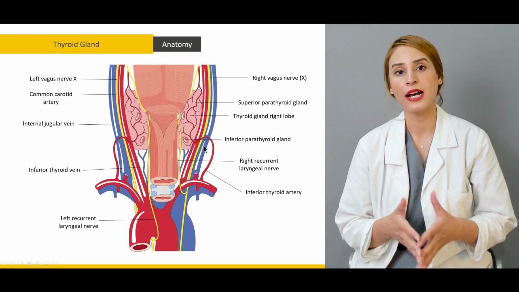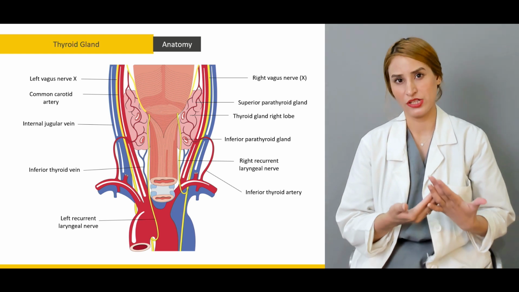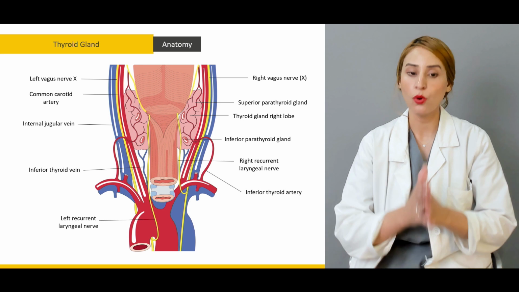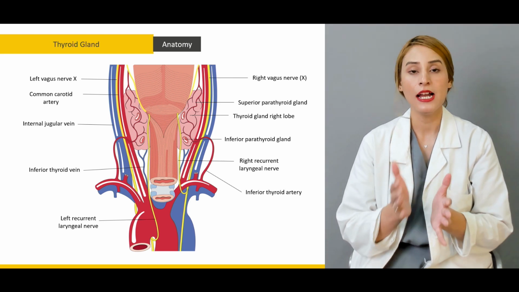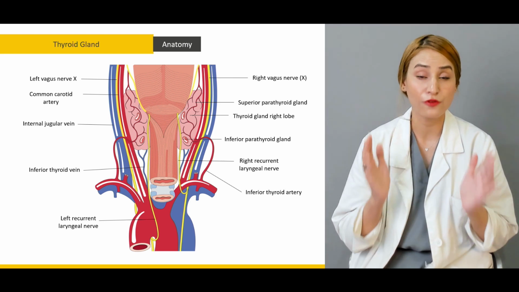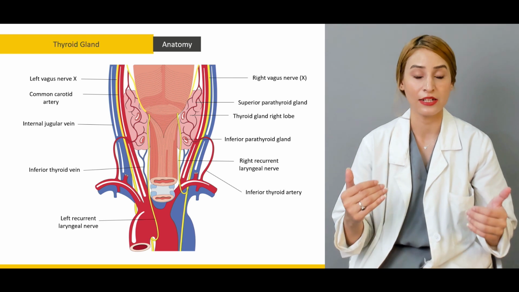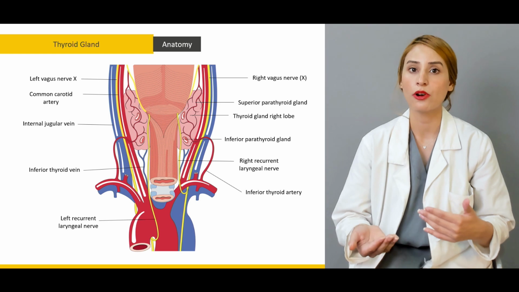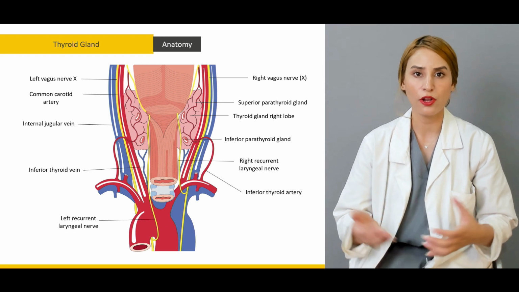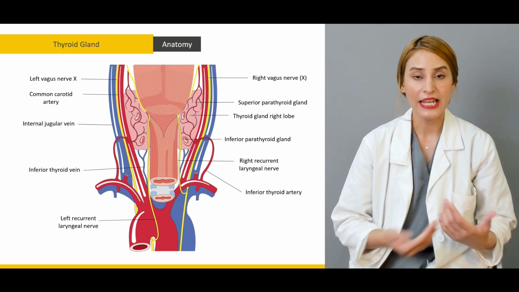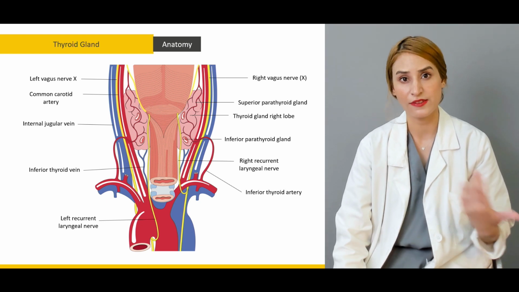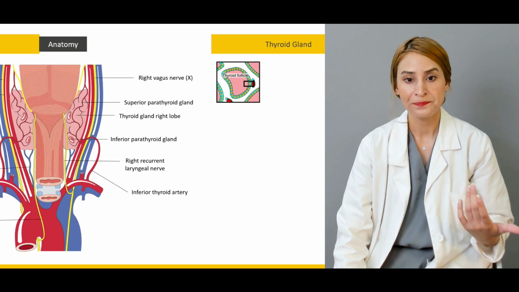But if we talk about the composition of the thyroid gland, it's actually colloid, and the whole thyroid gland consists of 20 to 40 follicles, and these follicles are full of colloid. Colloid has a lot of thyroglobulin, in which thyroxine and triiodothyronine, basically the hormones of the thyroid gland, are stored.